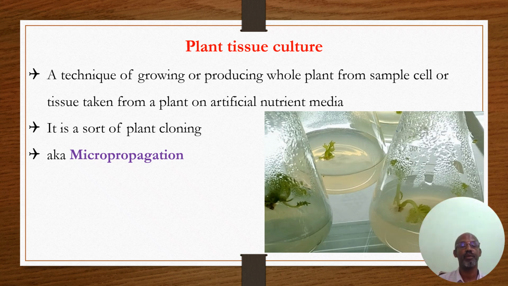Therefore, how can you define plant tissue culture? A technique of growing or producing the whole plant, just from a sample cell or sample tissue taken from the parent plant, growing on an artificial medium in the lab. Therefore, we can say it is sort of plant cloning.